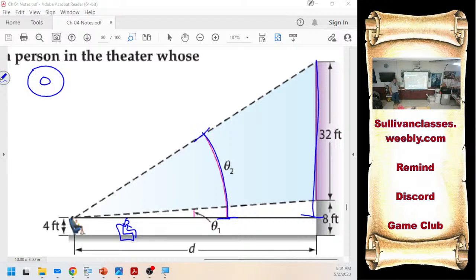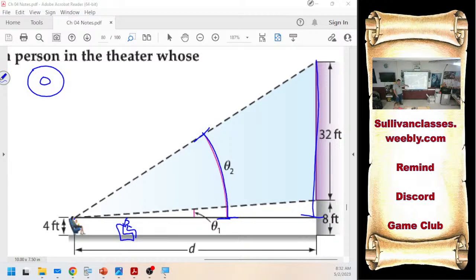Think back to right triangle trig. Opposites and adjacents and hypotenuses. What kind of measurements do we got? Okay, I've got the two side lengths. We have the screen is 8 feet off the ground. It's 32 feet tall. So grand total of 40 feet.